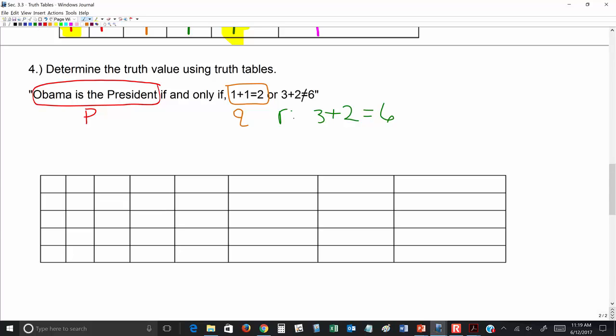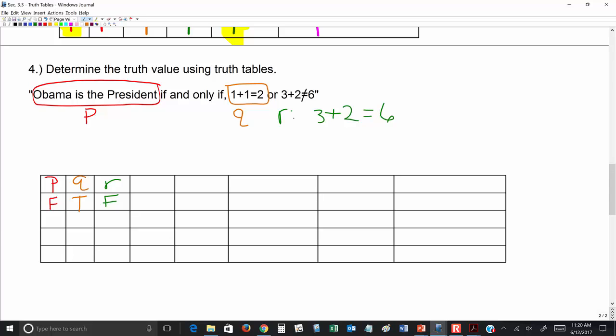All right, so P. Okay, so that statement is false. So we actually don't need all of these rows. Since we know what the statement is and we can determine whether it's true or false, we only really need the one row, and we're just going to write whether that actual statement is true or false. So P is false. And then statement Q, 1 + 1 = 2, is true. And then statement R, 3 + 2 = 6, is false.